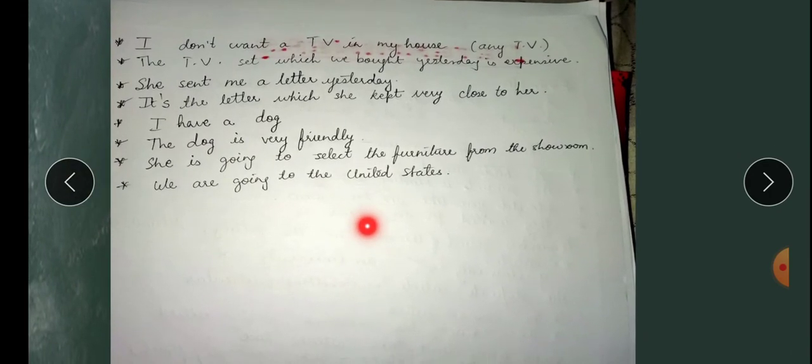Some more examples for definite and indefinite articles. I don't want a TV in my house. So we are giving a general statement, a TV. The TV set which we bought yesterday is expensive. So we are particularly talking about that TV set. She sent me a letter yesterday. It's the letter which she kept very close to her.